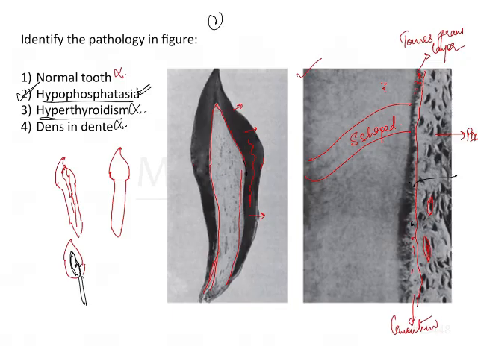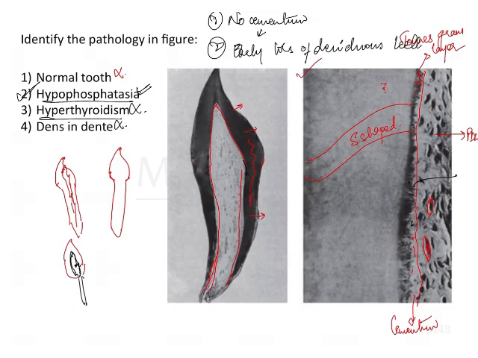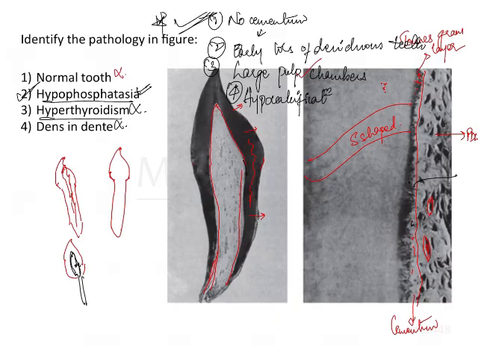One is there is no cementum. Because of this, two, there is early loss of deciduous teeth. Three, there are large pulp chambers. And last, there is hypocalcification. All of these are very important MCQs. Thank you.